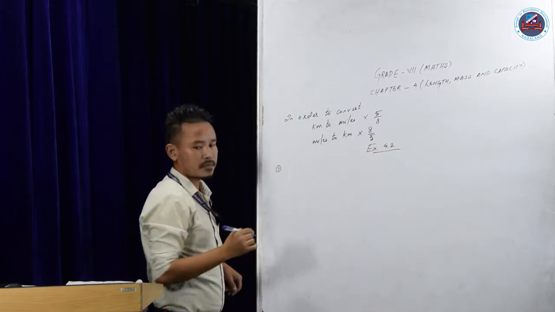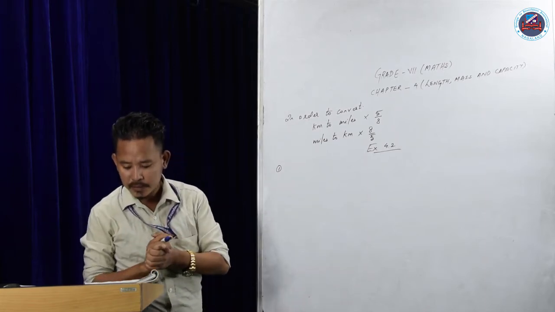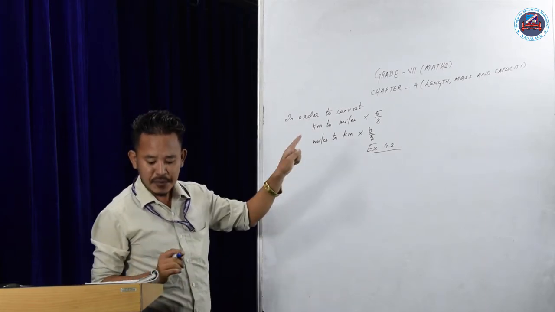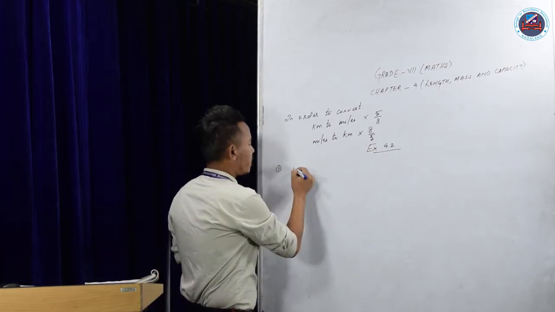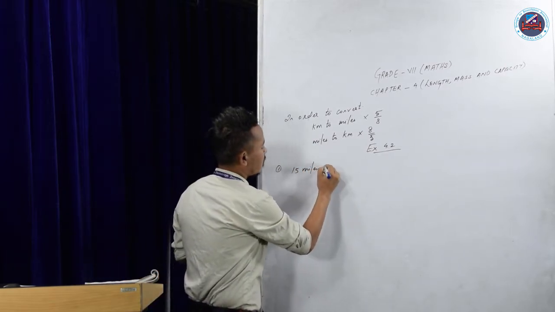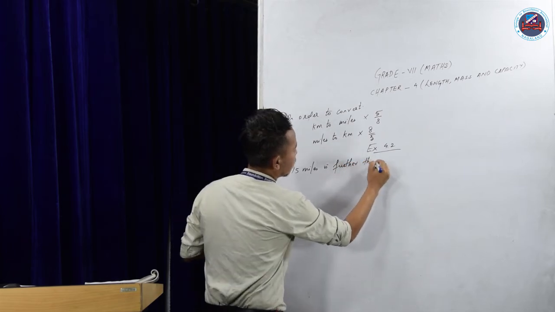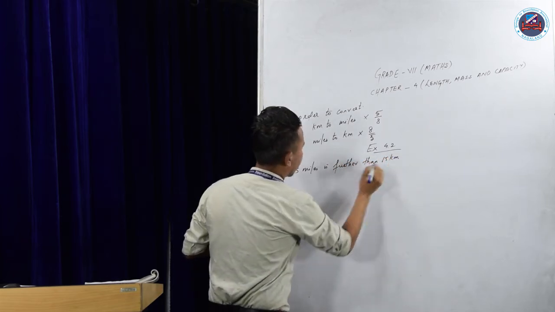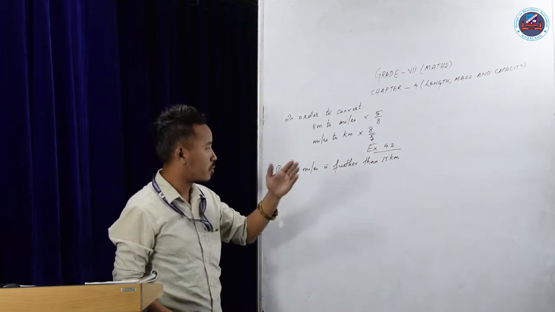Question number 1. The question here is, write down true or false for each of these statements. Number 8: 15 miles is further than 15 kilometers. Now, they are asking us whether it is true or false, right?